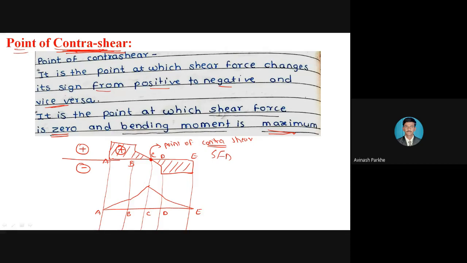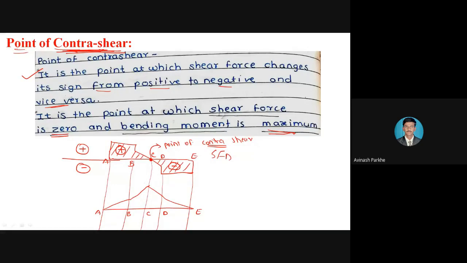बघा ह्या पॉइंट सी ला तुमची shear force diagram ही पॉझिटिव्ह कडून कुठे गेली, निगेटिव्ह ला गेली. Therefore this point is called as a point of contra shear. This is the first definition, whatever it is given. It is the point at which the shear force changes its sign from positive to negative. So here in this particular figure, shear force changes from positive to negative. Therefore, this particular point is called as a point of contra shear.